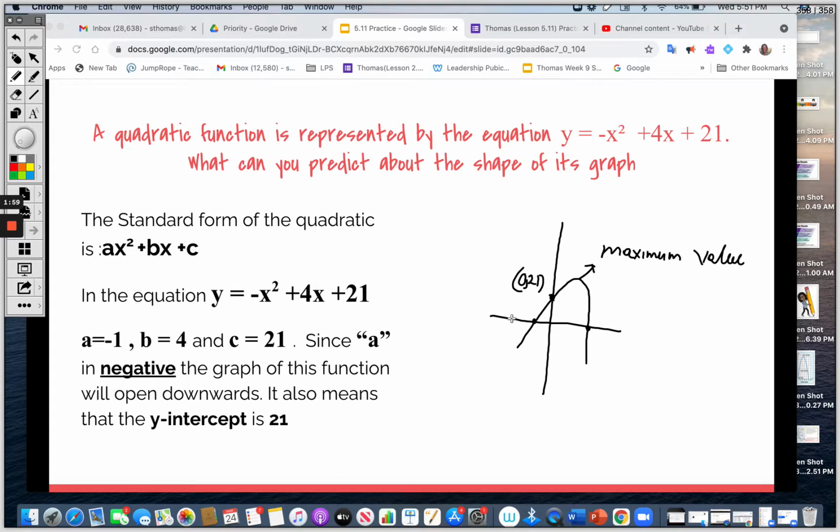So we don't know what these are yet. If we had the factored form of the equation, we could tell. But we can call this A, 0. And we can call this B, 0. Those would be the coordinates. If it were in the factored form, we could tell exactly what those are.